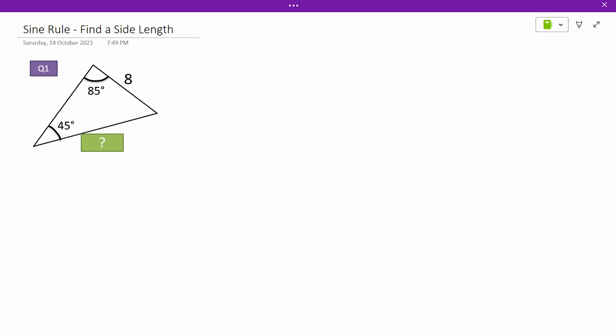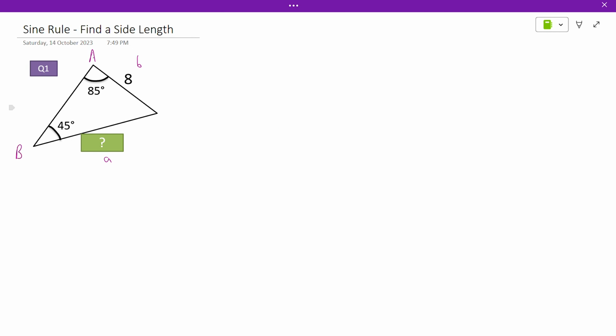Let's call that unknown variable a, and I'm going to use a lowercase a. So if that's a lowercase a, then that means this 85 degrees up here is going to be an uppercase A. That's important. So the side lengths are always going to be lowercase and the angles are always going to be uppercase. So with that in mind, this 8 over here can be a lowercase b, and this 45 degrees can be an uppercase B.